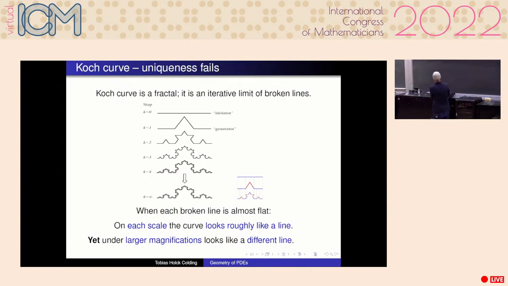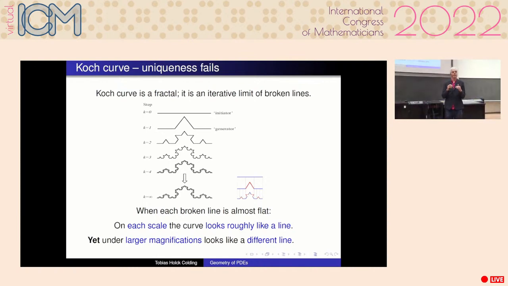So just visually, I made the break quite large, but if you make the break flat, then on each scale, the Koch curve will look roughly like a line. But as you zoom in more and more, it will look like different lines. If you zoom in over here, initially it looks like this line. If you zoom in over here, you can get any other line you want. So the Koch curve, of course, is not differentiable, right? Because it looks like a line on each scale, but it doesn't look like the same line on each scale, okay?